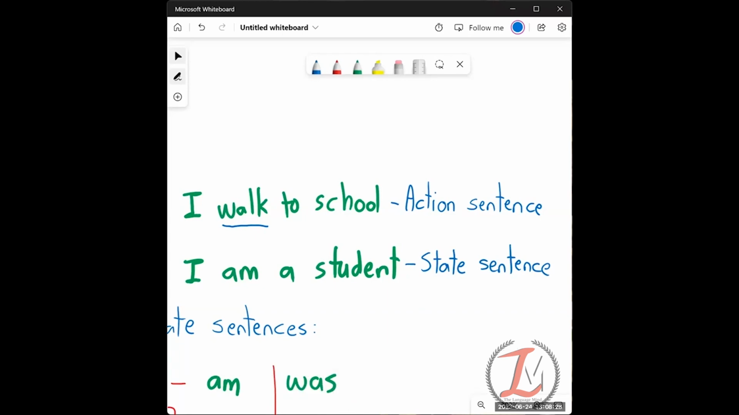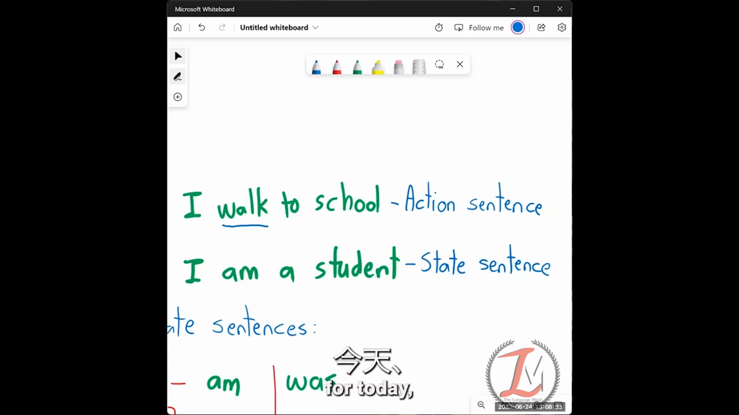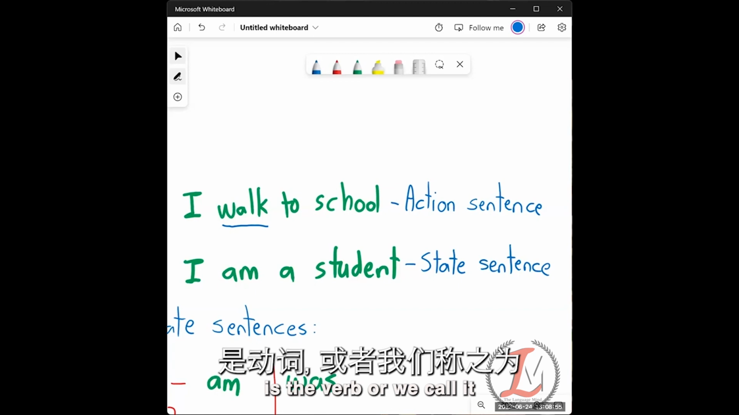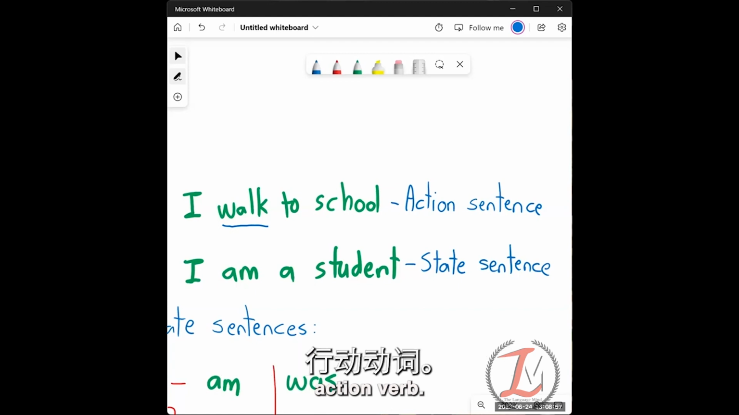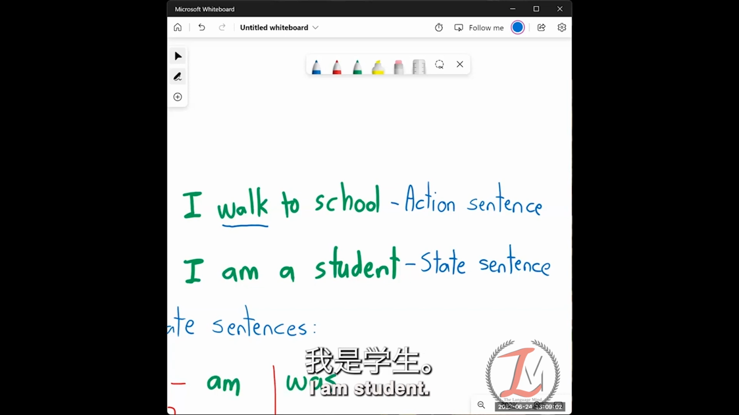Okay. So now please look at the screen here. For today, for your level, we are going to look at the difference between action and state sentence, or stative sentence. If you look at the first sentence there, I walk to school. This is the usual sentence. I is the subject and walk is the verb, or we call it action verb here. Okay. And then the second sentence, I am a student.